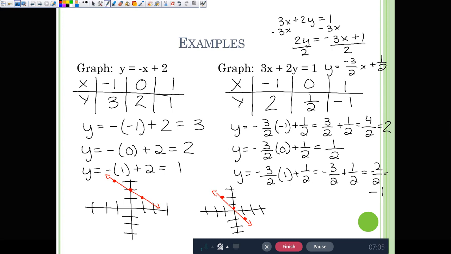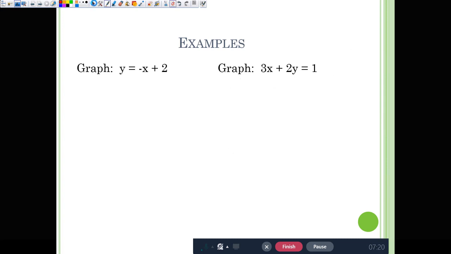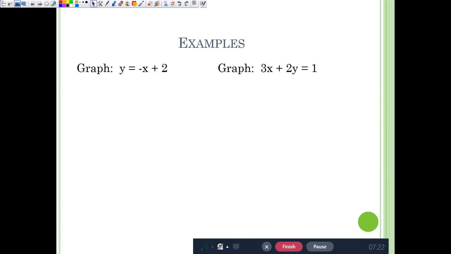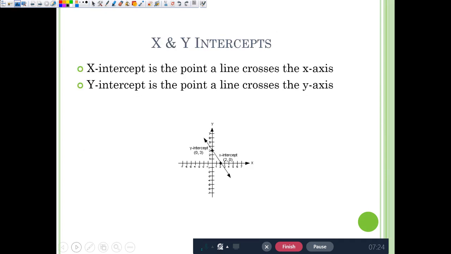So that is graphing with the table. Now we're going to be learning about x and y intercepts. You got it? So x and y intercepts.